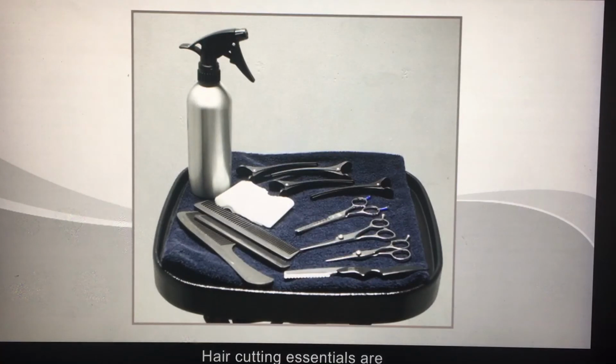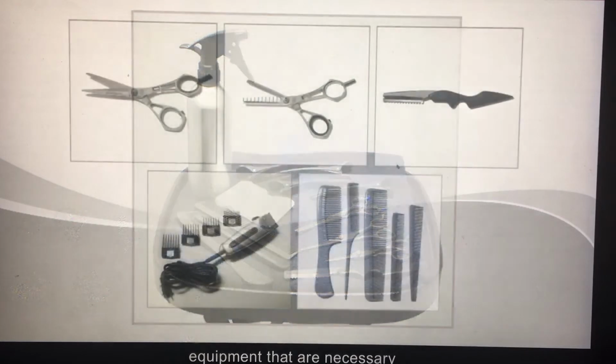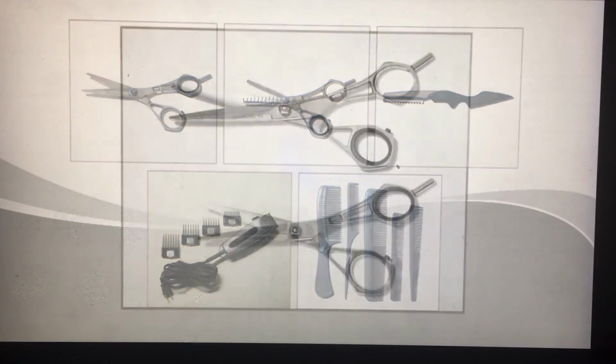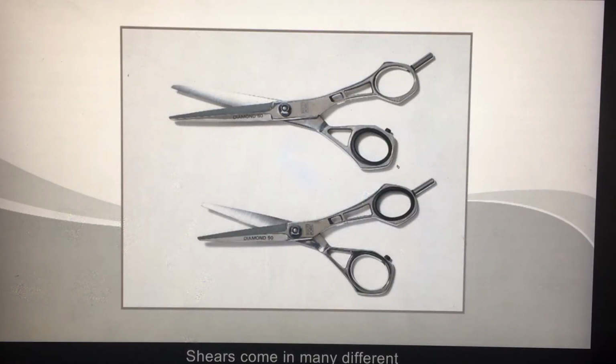Haircutting essentials are the tools, products, and equipment that are necessary for your success. The tools you'll use in haircutting are shears, razors, clippers, and combs. Shears come in many different styles and lengths. In general, the shorter shears are used for more precision or detailed cutting. Quality shears are a significant investment, but well worth it. Keep them sharp and never cut anything with them but hair.